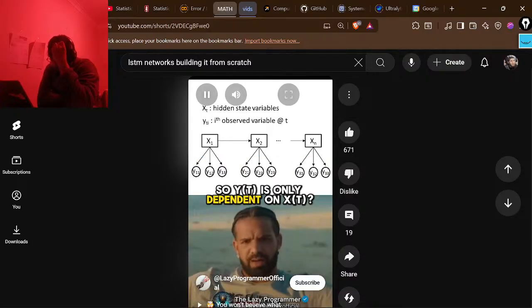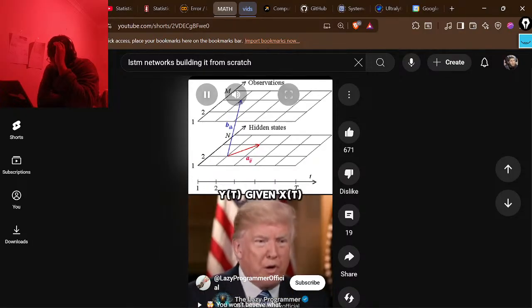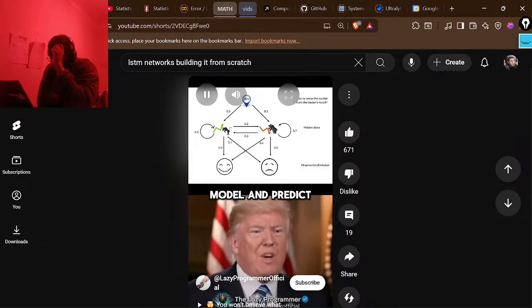So y_t is only dependent on x_t? Bingo. The probability of seeing y_t given x_t is given by pi. This dependency helps us model and predict market behavior using machine learning.